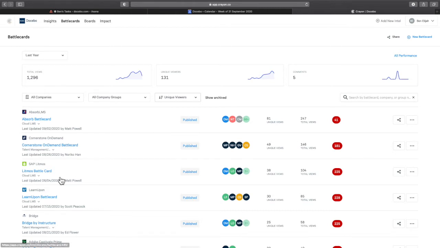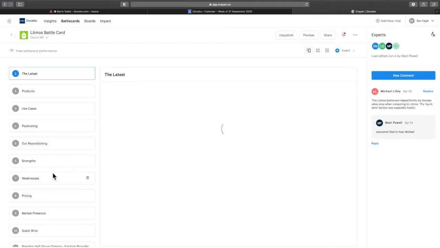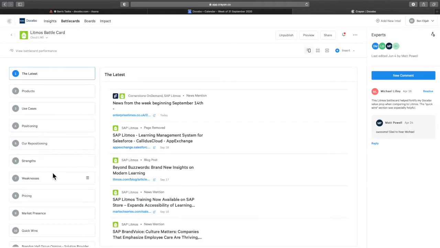And lo and behold, Litmus is number 3. Of course, they're our competitor here. So we'll take a little look. And I'll want to understand probably a couple of things if I'm an AE. I might want to understand first, how might I use this to give me the best advantage in the demo? And how might I use this to give me the best advantage later on in the process?